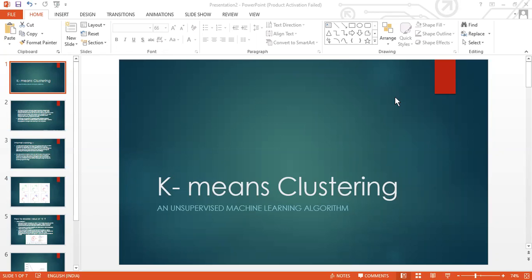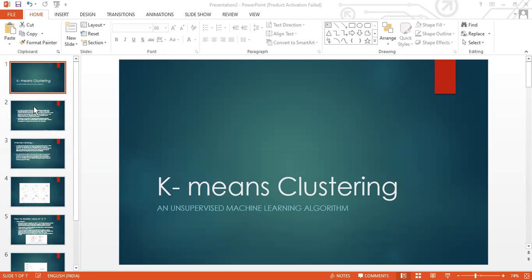So coming to the topic, for today I'll be explaining an unsupervised machine learning algorithm, which is k-means clustering, which will help us in clustering our data into different clusters.